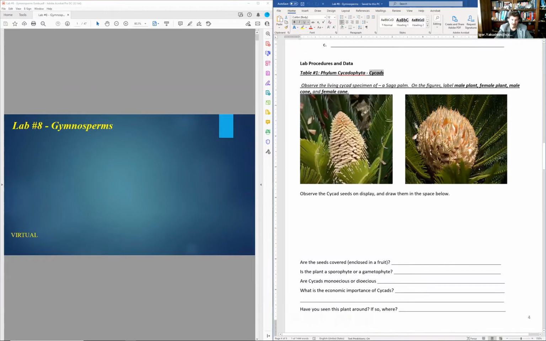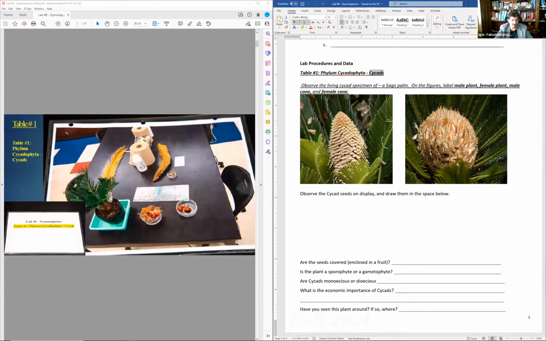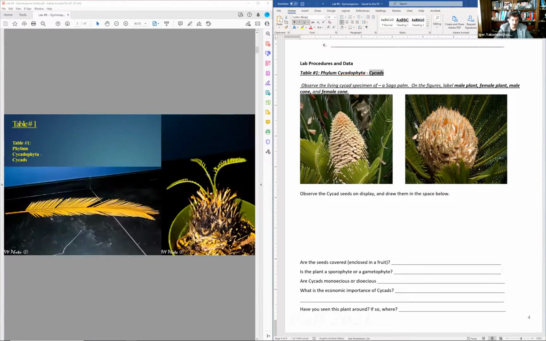So in this particular case, you're looking at the male cone and the female cone. So two different plants. That would be a male plant, that would be a female plant, male cone, female cone. And let's take a look at this. So here we go. This is the picture of a very sad looking, well, tiny sago palm.